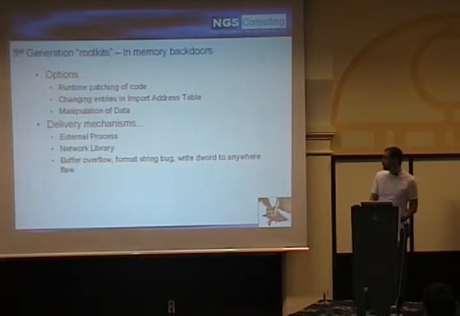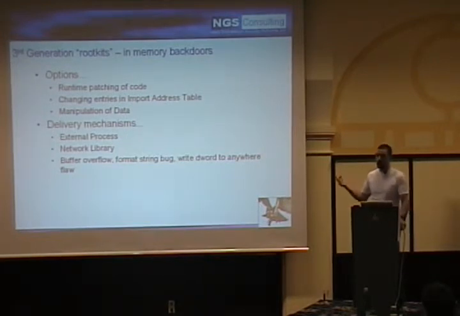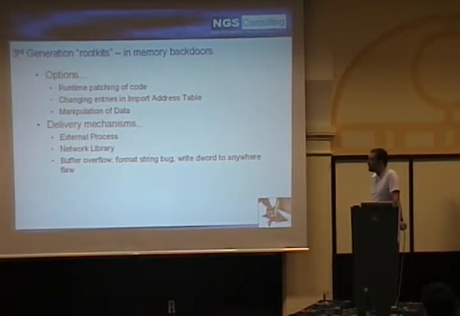So, third generation rootkits. In-memory backdoors, basically, these are the things that Alexander alluded to in his talk last year. So what are our options? Runtime patching of code. Well, Chris Anley did that kind of thing in 2002. So we won't repeat his efforts here, but we'll obviously talk about, at the end of that, looking at ways of catching attempts to patch code at runtime.